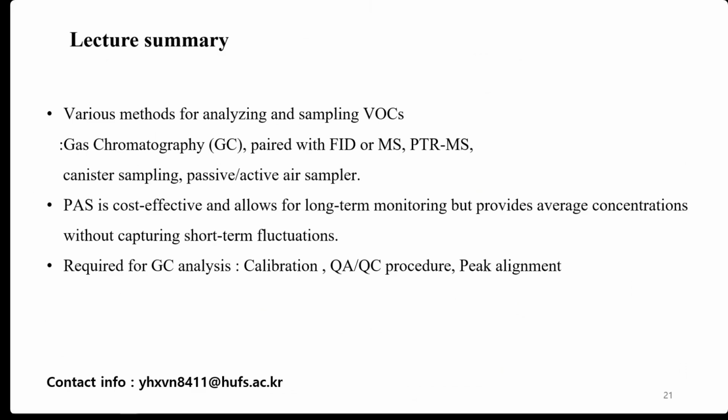In VOC analysis using GC with passive sampling, regular calibration and QA/QC procedures are essential to ensure data accuracy. Peak alignment in GC analysis is also crucial for guaranteeing consistent results, and I have systematically applied this to ensure accurate concentration measures. If these aspects are carefully considered, passive sampling can be regarded as one of the accurate and effective methods for VOC concentration estimation.